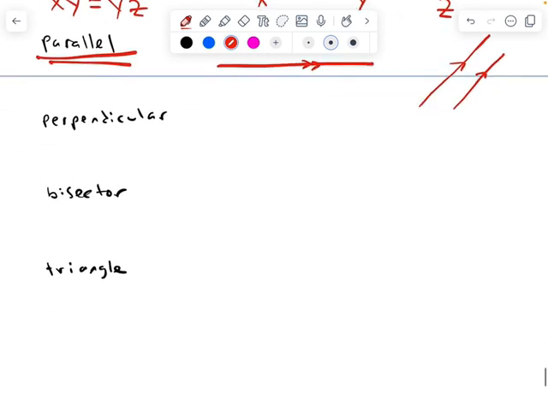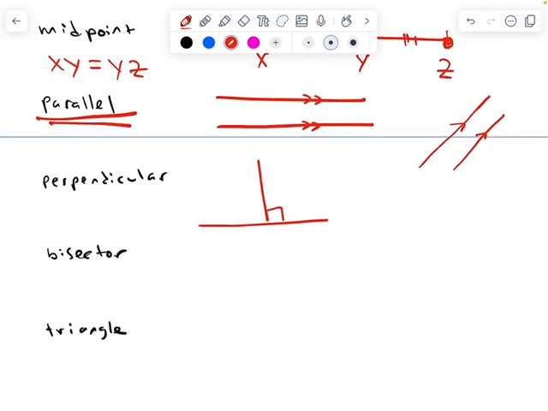Now, next one is perpendicular. Perpendicular lines cross at a 90-degree angle, and the way you'll usually see this in a diagram is like this. Going back, actually, talking about parallel, the way we write this is this. Let's say this is A, and this is B, and this is C, and this is D. The way we write this in symbols is this. We would say AB is parallel to CD.